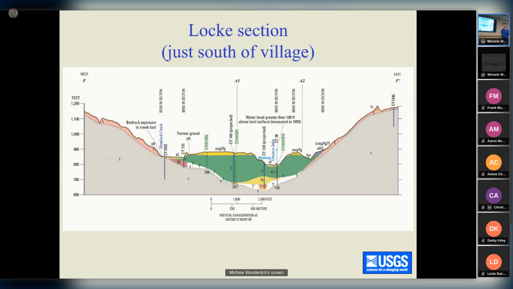There's a DOT test well that was drilled in 1955, and this is where they estimated the water level was greater than 100 feet. I don't know whether that's the case now, but certainly, there's potential in the confined aquifer beneath all these lake deposits in not just the Locke area, pretty much throughout the Owasco Inlet Valley.